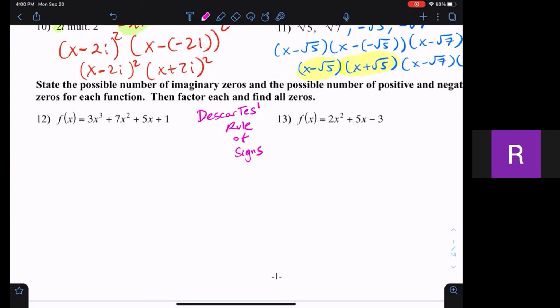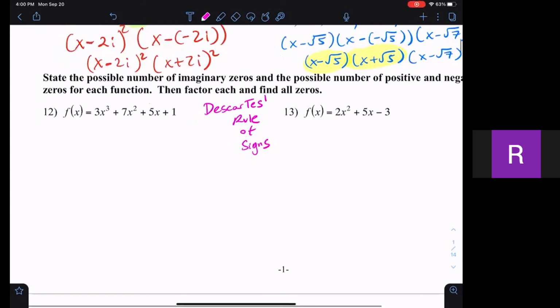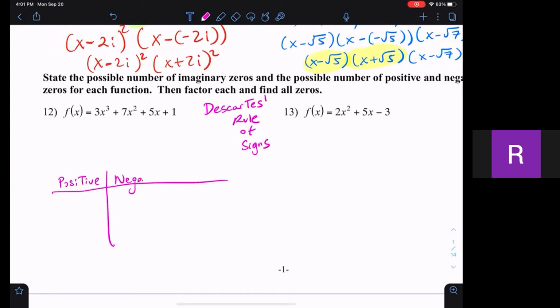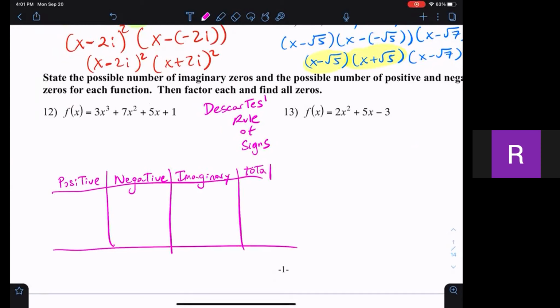You first evaluate the change in the signs, right? Because this is positive, I don't need to do anything. I just need to count how many times the signs change. So you can make a table with positive, negative, imaginary, and total. You can do that. So you compute this. Positive: how many times does the sign change? Remember, you're going to have 3 solutions. You know that, but they want you to find the imaginary and the positive and negative ones.